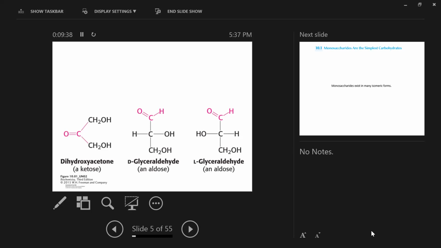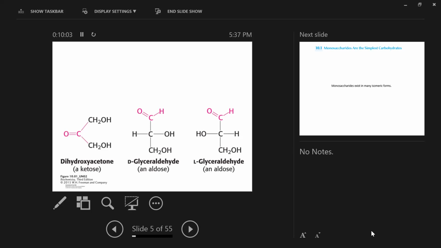Now, since dihydroxyacetone has no chiral carbons, there's no mirror image of it. Whereas for glyceraldehyde, there is a mirror image because this carbon is chiral. So they're like facing a mirror here. We did talk about D and L sugars, not sugars, amino acids a while back. So we talked about D and L previously.